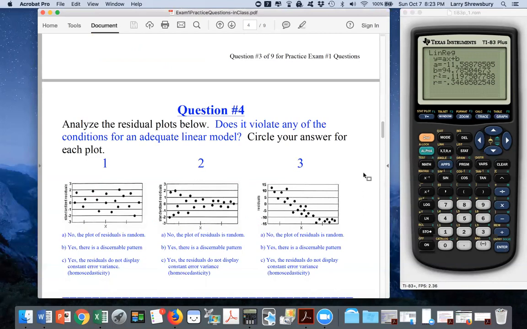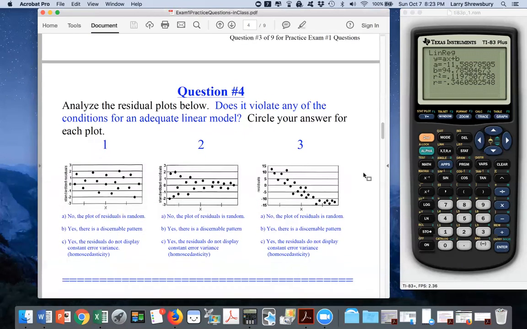Now, this is how you'll be tested on residual plots. You're not expected to make them, but if you're given an obvious one, you can answer this. So pick your choices, and I'll scroll down and show the answers. Okay, you made your choices. Here we go.